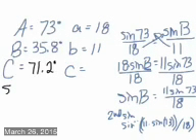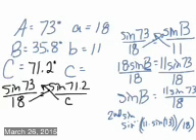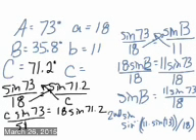So I'm going to go sine of 73 over 18, because that was the A, sine of 71.2 over little c. If I cross multiply, c times the sine of 73 equals 18 times the sine of 71.2. Divide everything by the sine of 73. And what do I get for little c? I'm going to guess it's a little less than 18. 17.8?